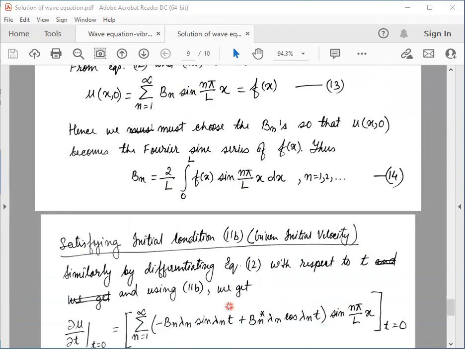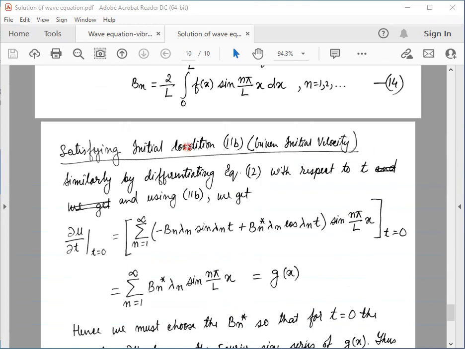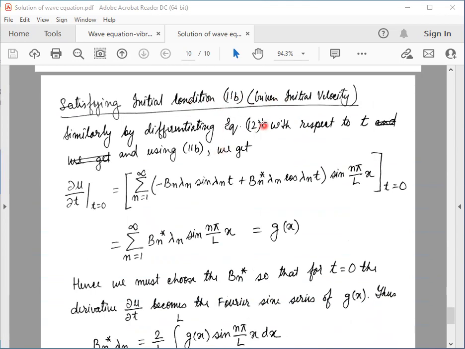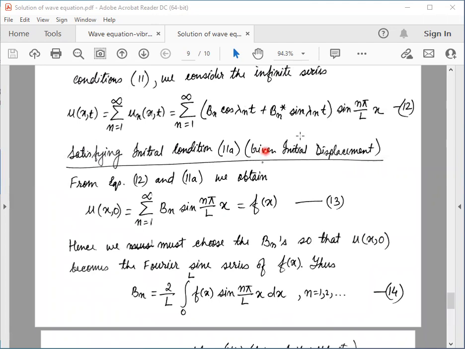Okay. Now let us apply the second initial condition. That is the given initial velocity. So we differentiate equation number 12. So this was the solution which we had taken, the sum of all possible eigenfunctions. So we differentiate each of this term by term.